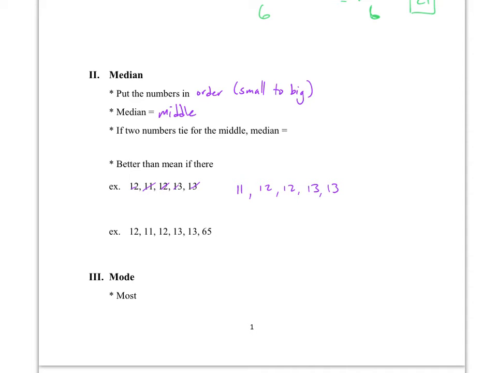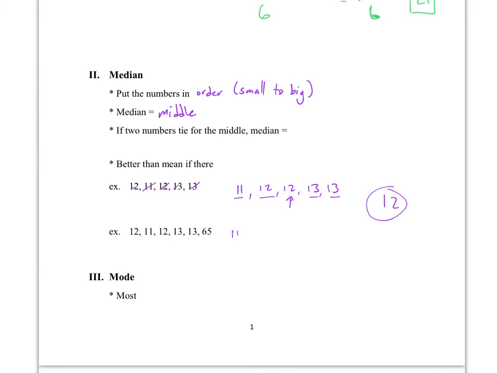Yep. So now this is where you go. I've got one on each side, a second one on each side. My middle number is 12. So my median there would be 12. Okay? Let's look at the next one in a minute.